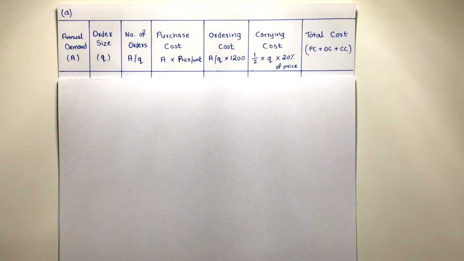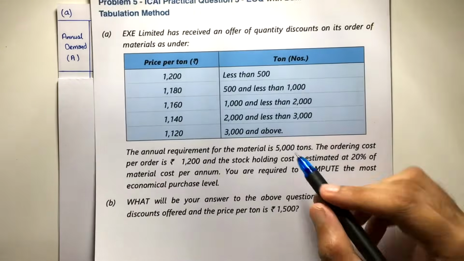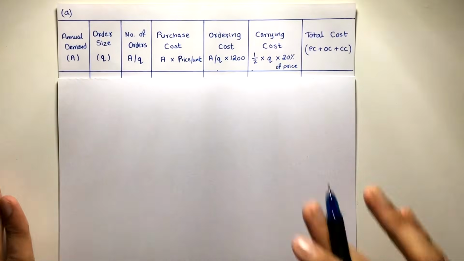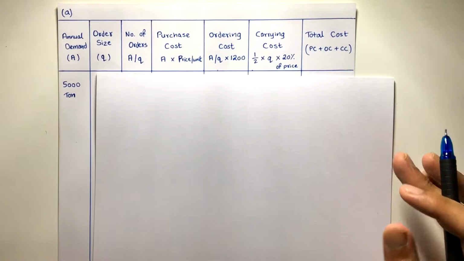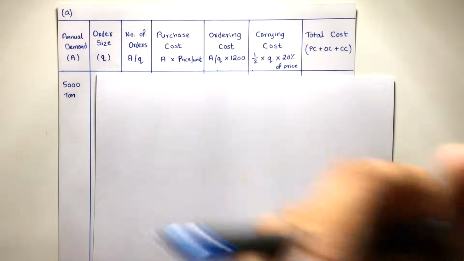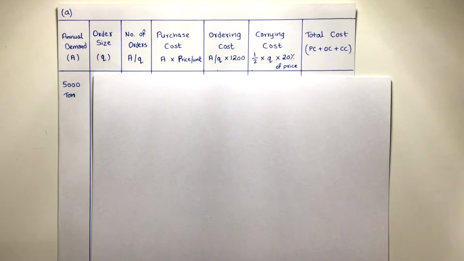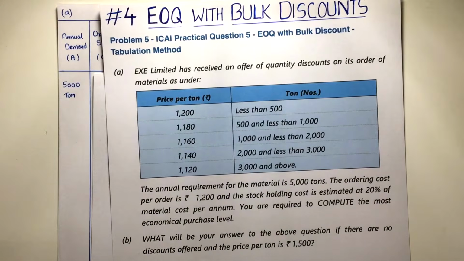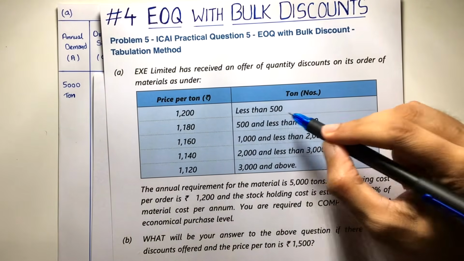So now let's understand this table properly, column by column. The first column is annual demand. Annual demand in this question is 5000 tons, the annual requirement. So just take that. That's easy, right? And then the second column is order size. What is order size? The order quantity, how much you are going to order in each of the discount levels. We already know that. In the first level, ICAI has assumed it as 400. You can assume anything you like, 0 to 499, not 500. Less than 500, they have said.